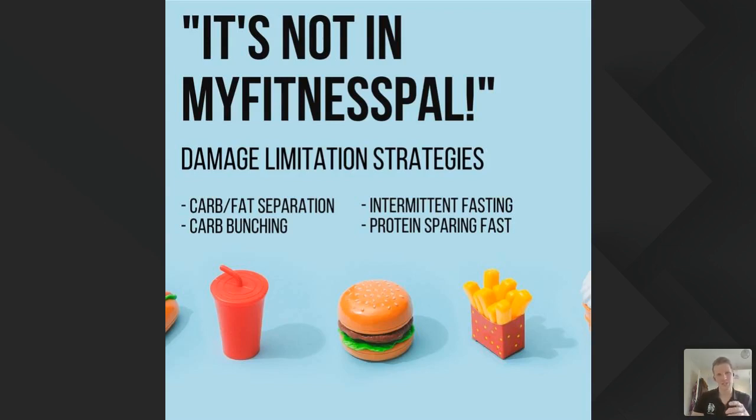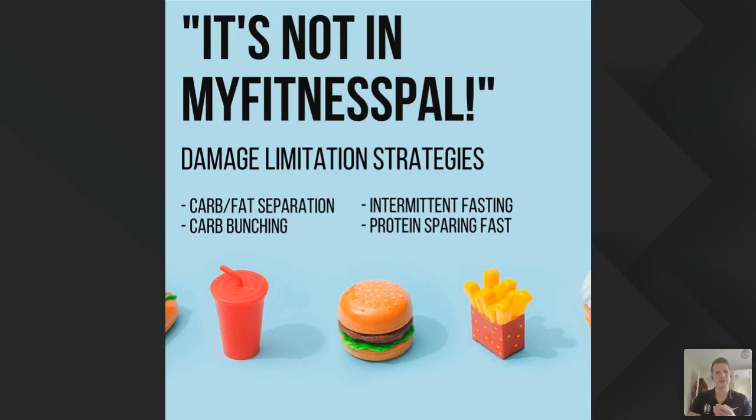So some damage limitation strategies that I recommend: there's carb and fat separation, carb bunching, intermittent fasting, and a protein sparing fast. So what I want to do is, if you go to your files tab, you will see that I basically talk you through all of these in that file. You should be able to download that file, and it talks you through it. Now I'm going to just cover it quickly.